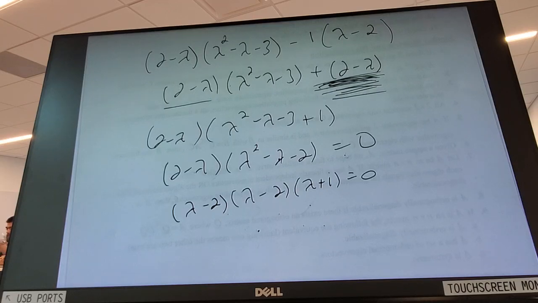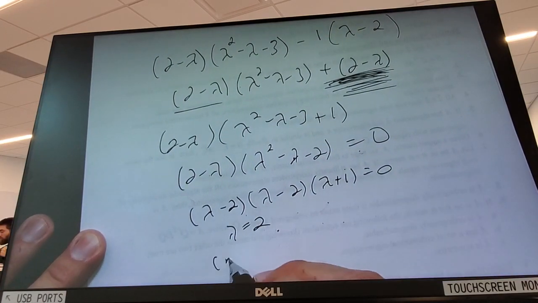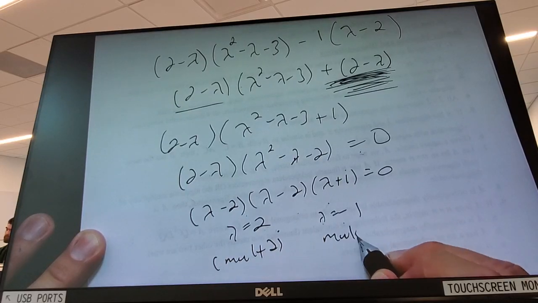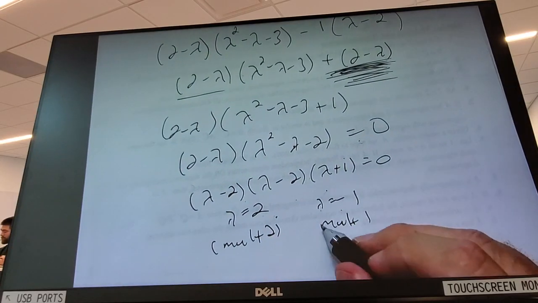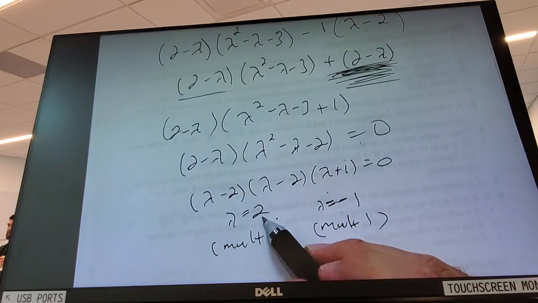Why do I bring up multiplicity right now? What's the multiplicity of -1 as a root? 1, because it shows up once. What's the multiplicity of 2? 2, because it shows up twice. I love it. That's going to become big here in a minute. Lambda equals 2, multiplicity 2. Lambda equals -1, multiplicity 1. Now it's just coincidence that 2 goes with 2.